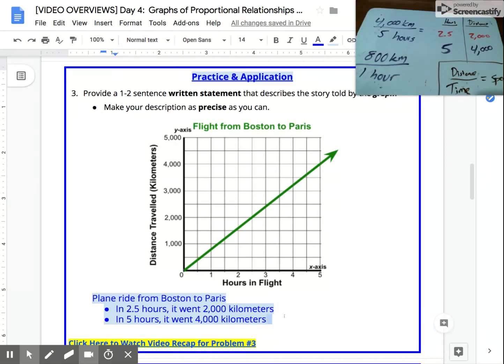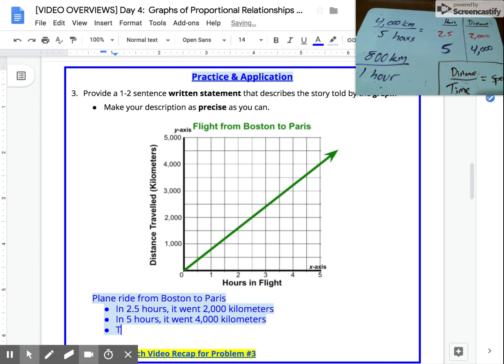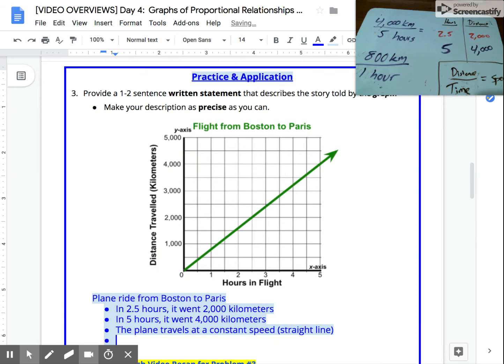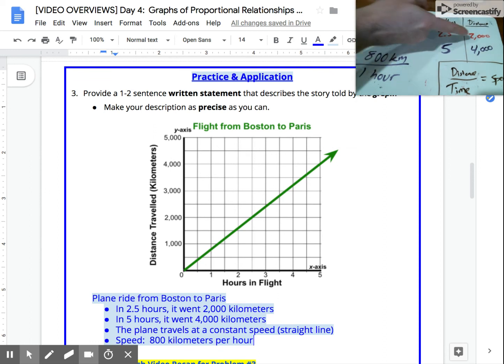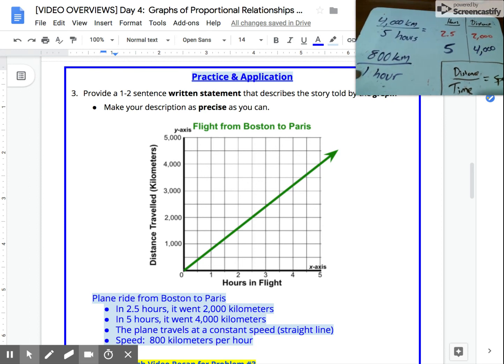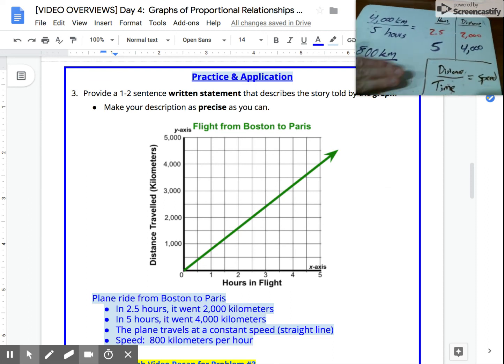So one last thing and a very helpful thing to know is the unit rate. I would say the plane travels at a constant speed. The straight line tells us that. And the speed is actually 800 kilometers per hour. So again, using either one of these data points or any other one I could find on the green line, if I take y and I divide it by x, we're finding 800 kilometers an hour. That's the constant of proportionality, or in this case, kilometers divided by hours, distance divided by time, is actually telling us the speed for the flight from Boston to Paris.